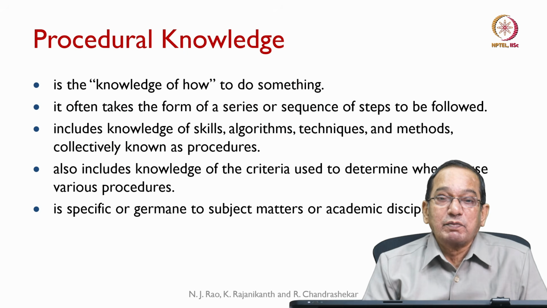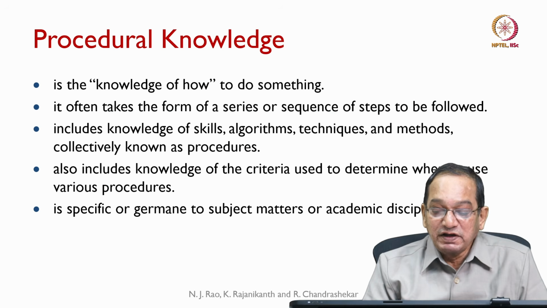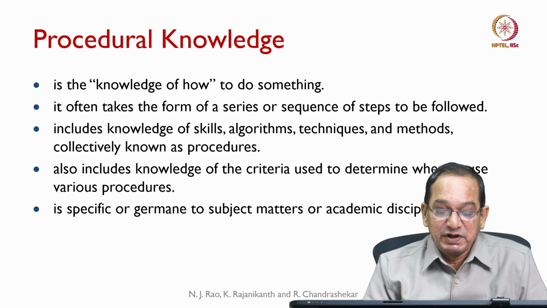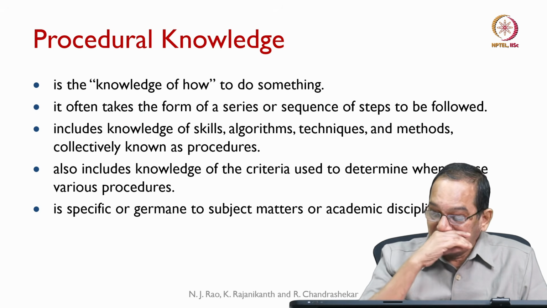If there are multiple procedures possible to solve a given problem, how does one select one among the available procedures? So, the criteria used to determine which one to use to solve a given problem in a given context is also a part of procedural knowledge. And procedural knowledge is specific or germane to the subject matter or academic discipline.